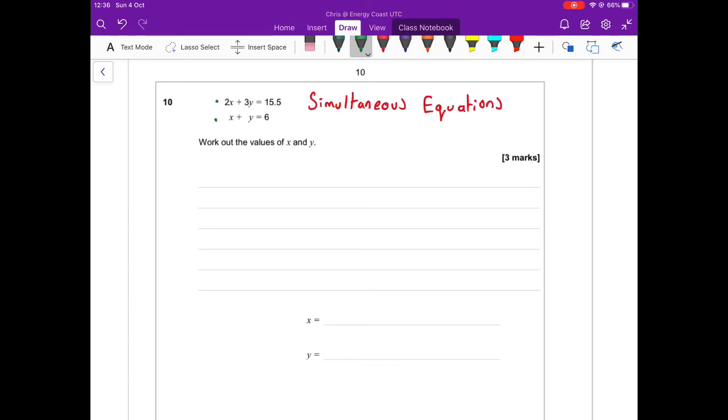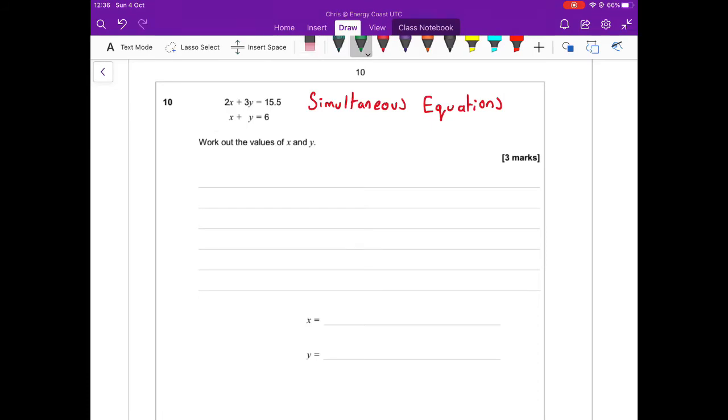Okay. If you look at the bottom one, I need 2 numbers that add up to 6. So you could say, well, x is 5 and y is 1. But if you did, then it's probably not going to make the top one work. If I put x is 5 and y is 1 into the top one, it wouldn't work. Okay, so there is only one answer for these, and I'll show you how these work.